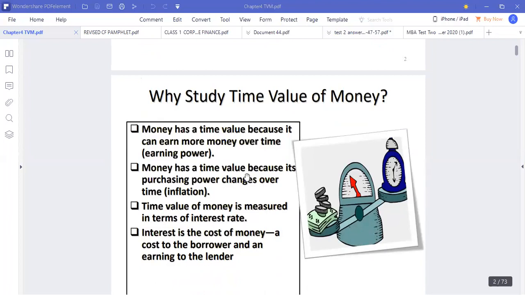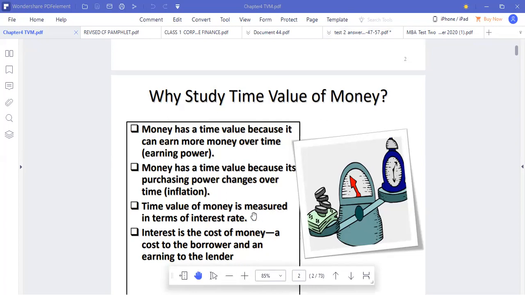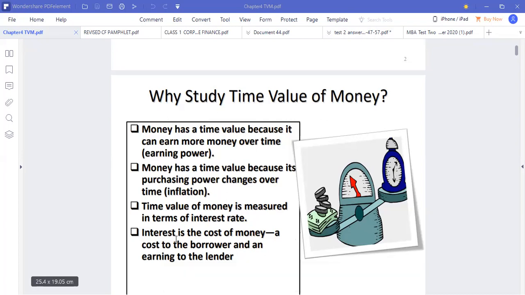So why is time value of money important? Time value of money is very important because money can earn more over time. Also, money can lose value over time. We call that inflation. And if it earns money, we call that earning power. Time is money, and it is realized in this topic to look at how we calculate time in terms of money.